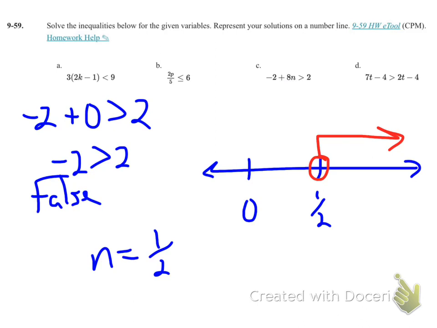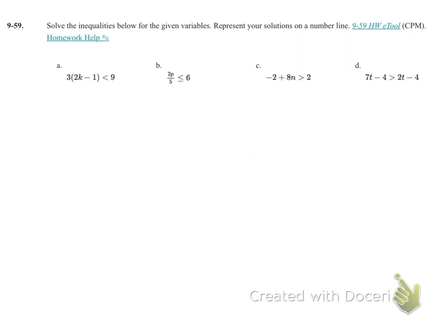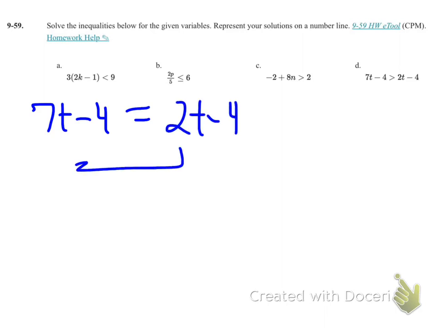My solution written with an inequality is n. I'm going to the right, so it's greater than. It is not a closed circle, it's an open circle, so I leave it as just greater than, and my boundary point is 1/2. Last problem, part D. 7t minus 4 equals 2t minus 4. Move the 2t to the other side.